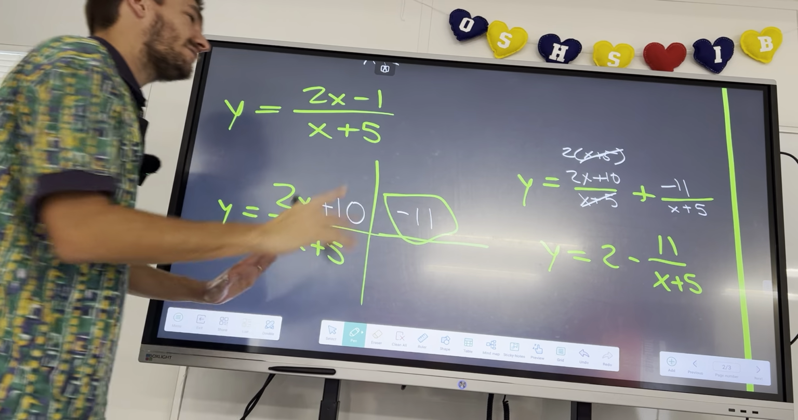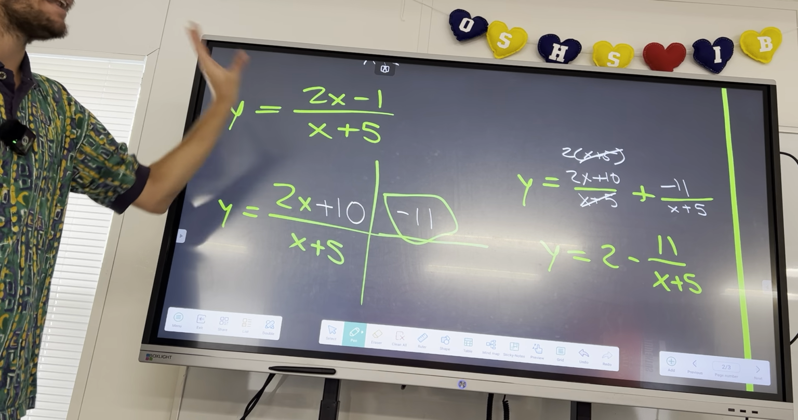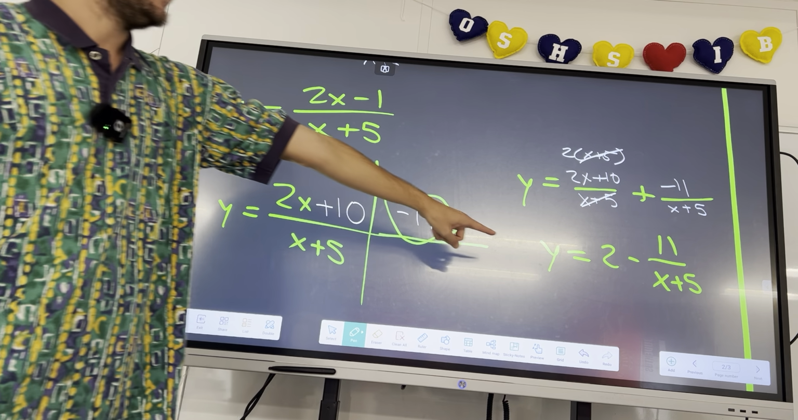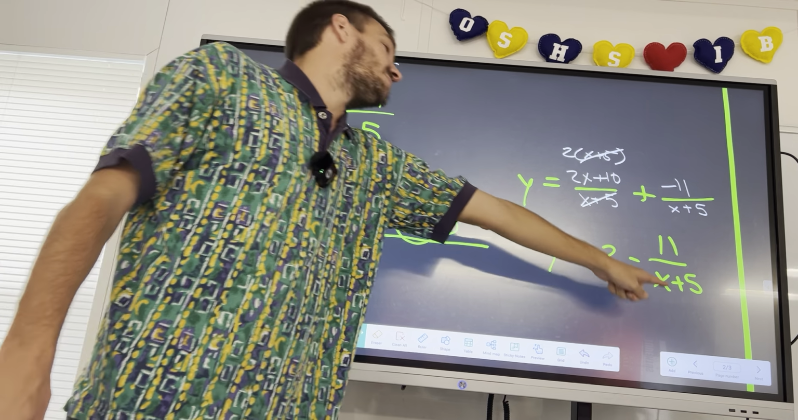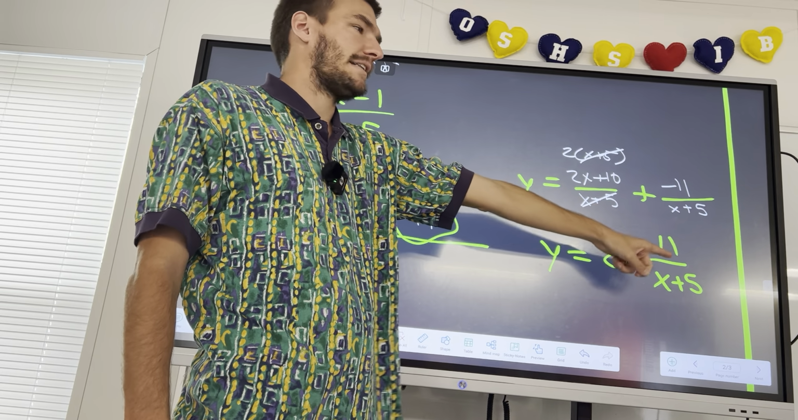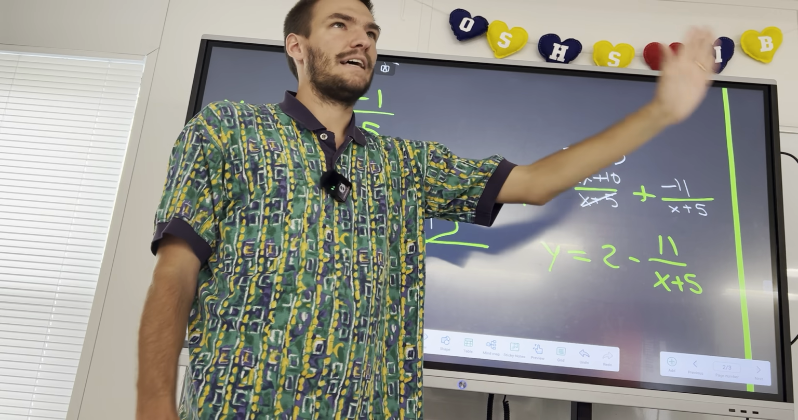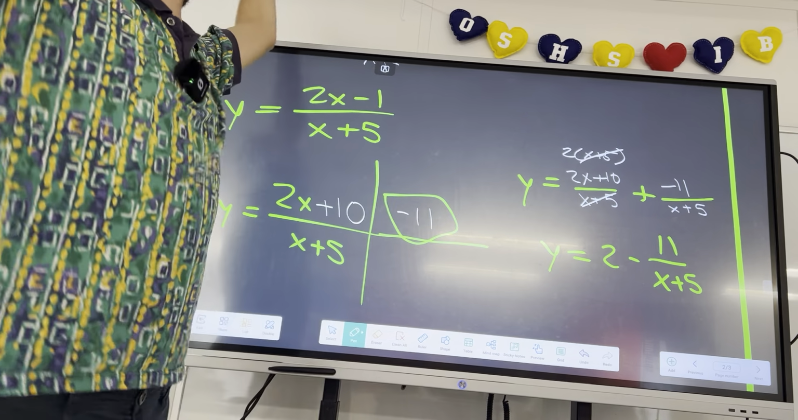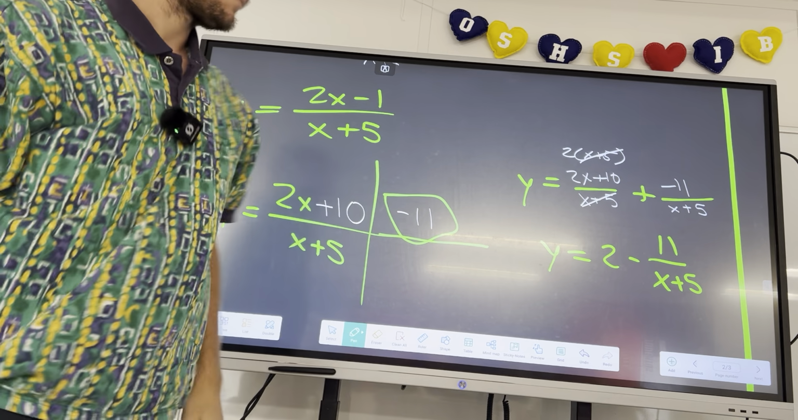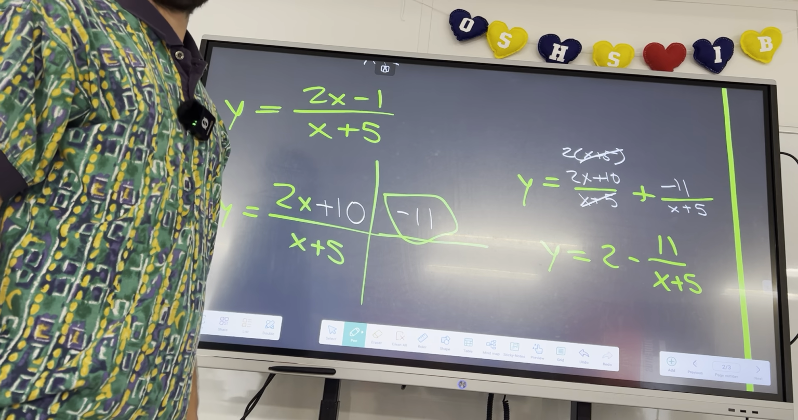So we've just shifted not vertex form into vertex form. And now that we're here, it has been shifted up 2. It has been shifted left 5. It has a vertical stretch of 11. Dang, that's a big number. And that negative in front, it's the A value, it has been flipped, reflected over the x-axis. All right.